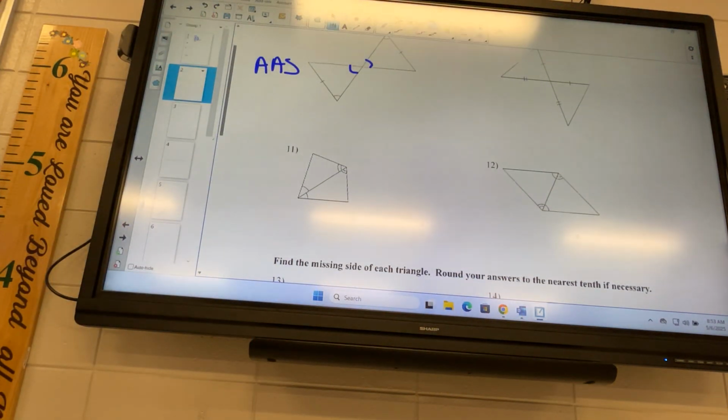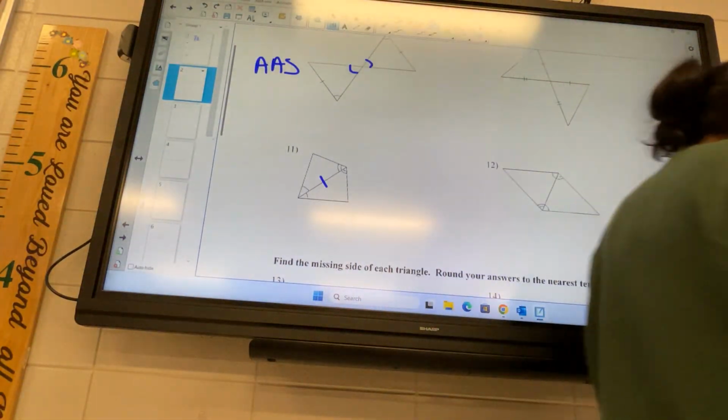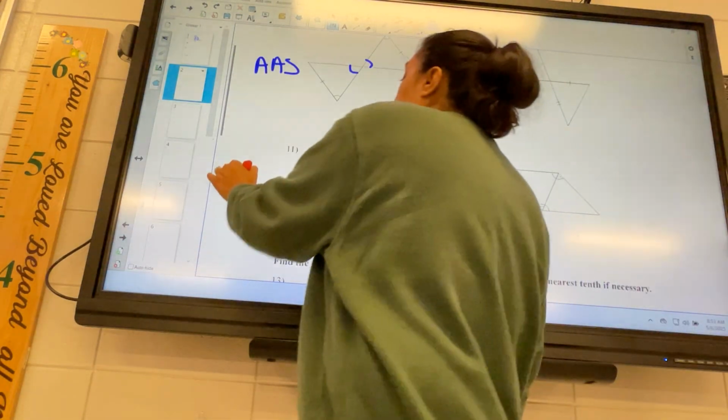Okay, 11. Are they touching? Yes, so that means we have to mark something. What do we have to mark? The side in the middle. How many angles are there? 2. How many sides are there? 1. So again, it could be 3 options. Which one is this? Angle, side, angle.